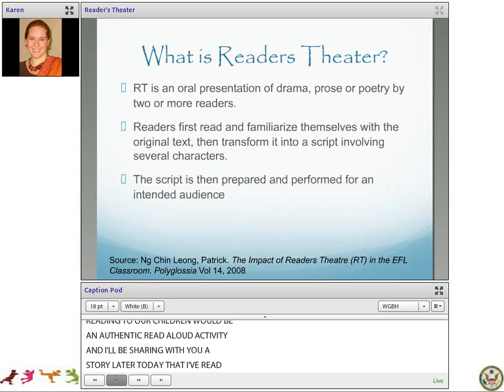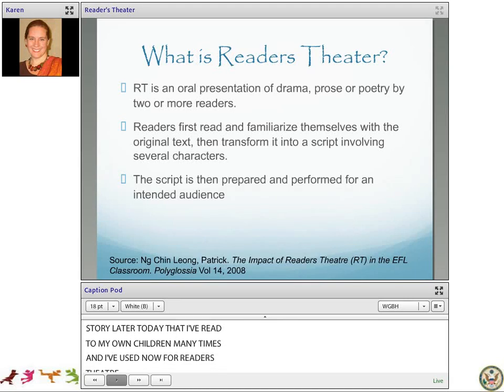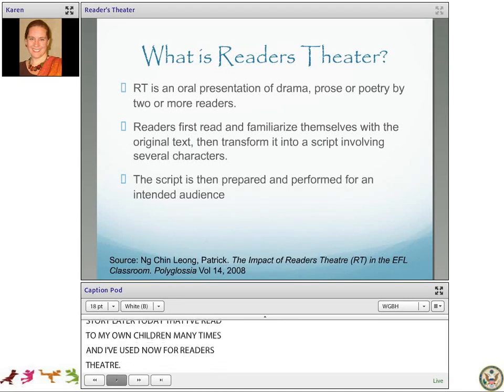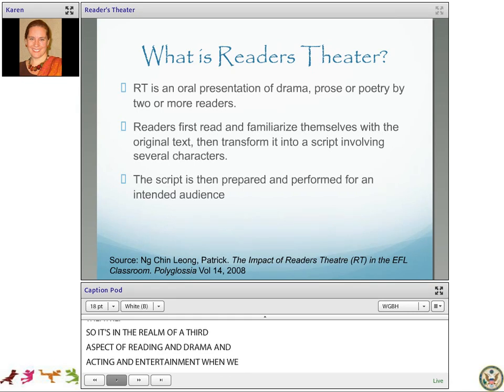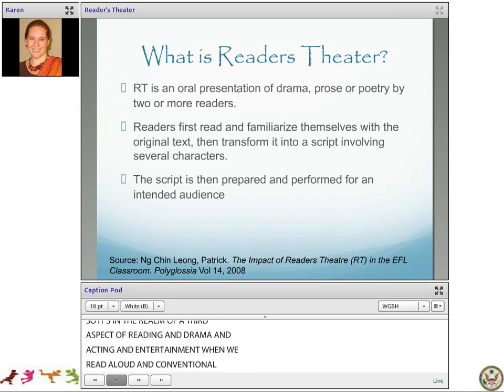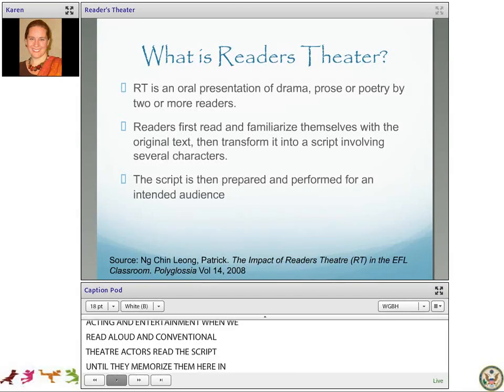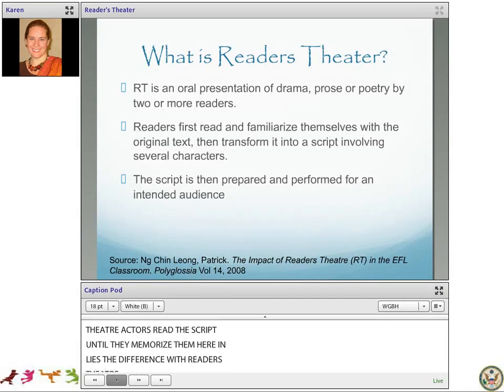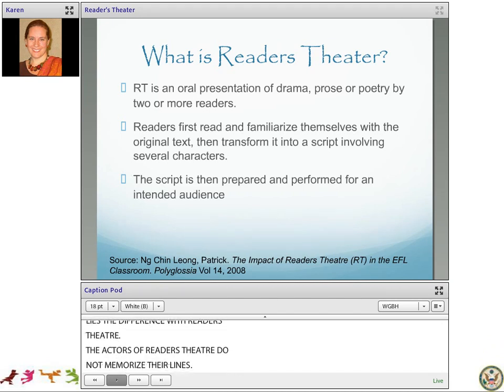And so Reader's Theater is in the realm of a third area, which is theater and drama and acting and entertainment when we read aloud. In conventional theater, the actors read the scripts until they've memorized them. And herein lies a key difference with Reader's Theater, which is that the actors of Reader's Theater do not memorize their lines. And I'll say that repeatedly throughout today's presentation. Again, the actors do not memorize, so it's not a memorization activity.